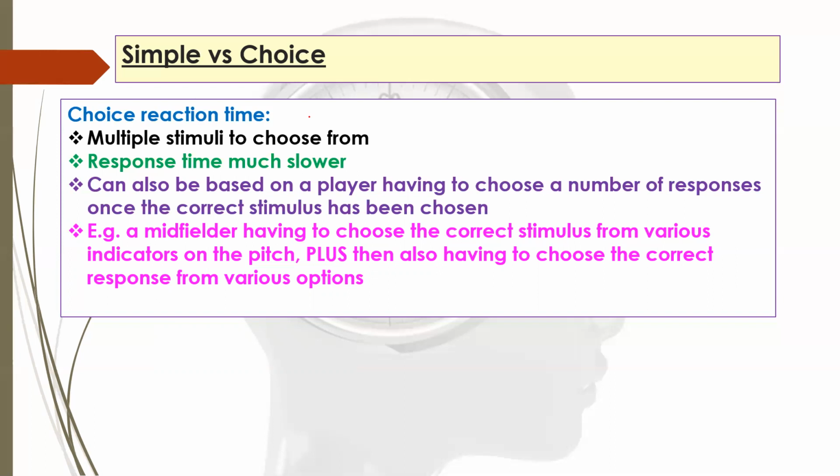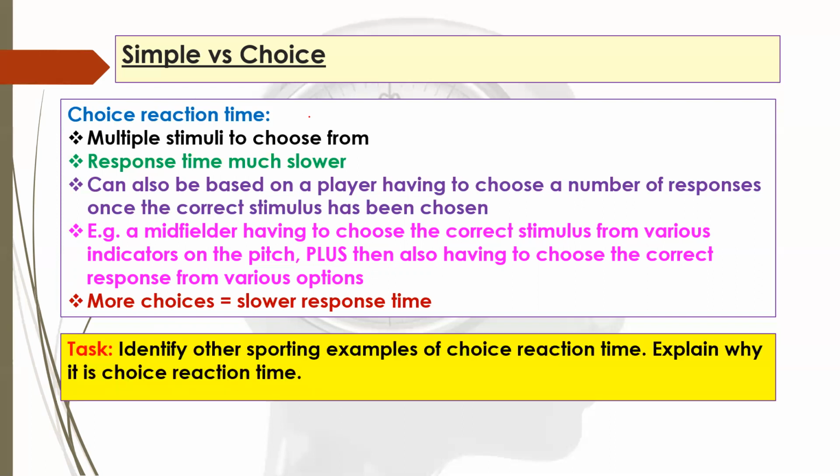So my explanation of this is slightly longer and more complex, and that's true to fact in terms of how choice reaction time works. So essentially more choices, so it's a slower response time. Now, can you think of any examples? I've given one here, but can you think of others?